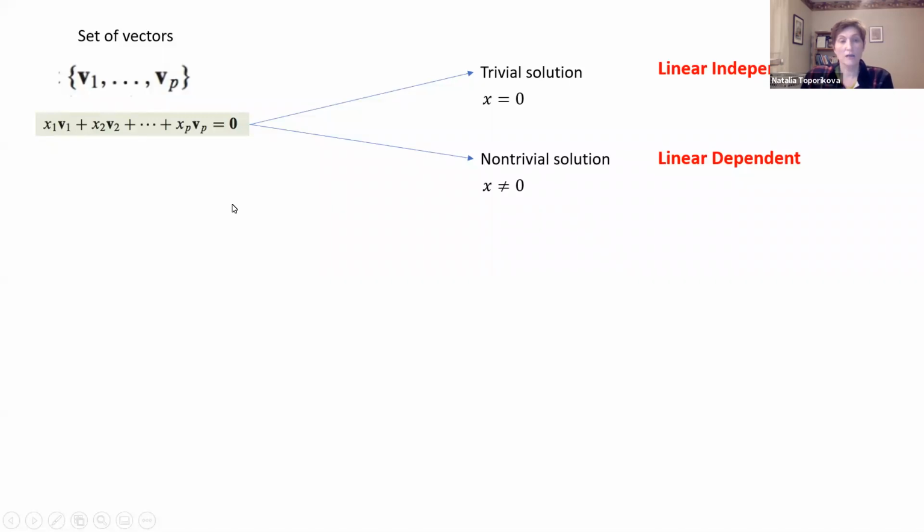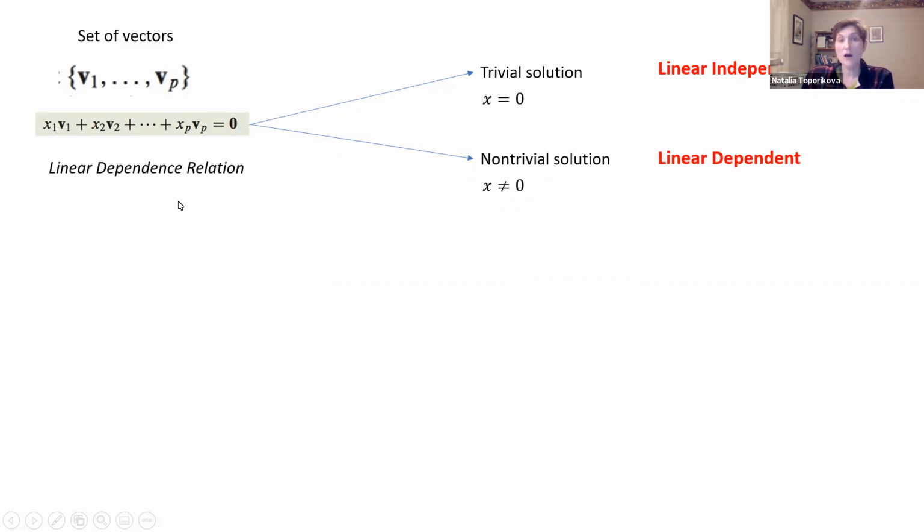So dependence is so important that we even give a name to this linear combination equals 0. We call it the linear dependence relation. And the precise values for our weights x will actually tell us a lot about this system.